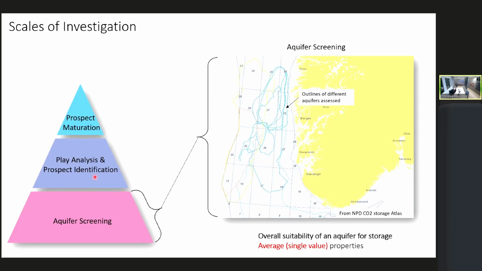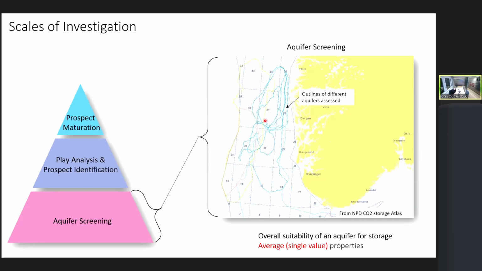So the first stage is aquifer screening. And this is basically where we look at a basin and we assess all the aquifers in there for their suitability to store CO2. So this has been done for most basins around the world. And this is just an example from the CO2 storage atlas for the Norwegian North Sea. And each of these different outlines is an aquifer that was assessed.